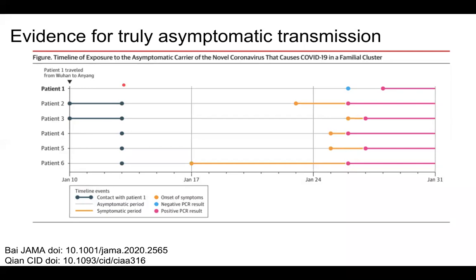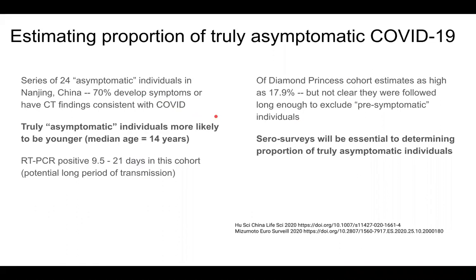And at this point, it's impossible to determine exactly what proportion of people infected with SARS-CoV-2 are truly asymptomatic. There was the small series on the left of initially asymptomatic household contacts who are PCR positive in Nanjing, China, that found that those who never developed symptoms, which was only about 7 people, I believe, tended to be younger, with a median age of 14 years, suggesting the possibility of a viral reservoir among asymptomatic children. Although, of course, it should be interpreted with caution. And on the cruise ship, the Diamond Princess, there was an estimated 17.9% of the people there who were asymptomatically infected. Although again, these individuals were not clearly followed long enough to see whether they should be more appropriately described as pre-symptomatic. Serosurveys will serve a crucial role in helping to answer this question.